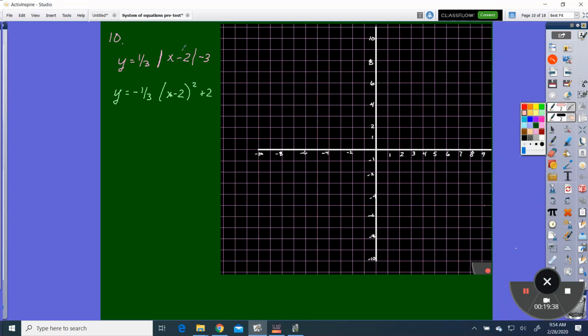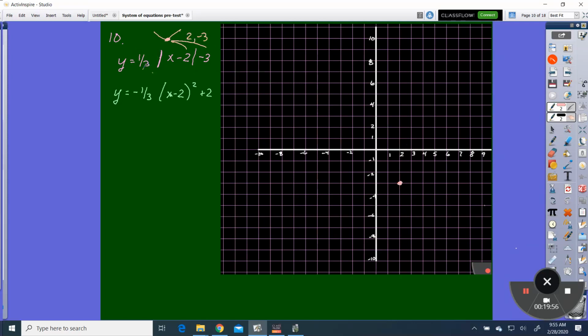Inside the parentheses is always backwards. So with absolute values, this point is given by these two numbers, but this one's always backwards. So a -2 becomes +2, and that's a -3. So positive 2, negative 3, that's that point.